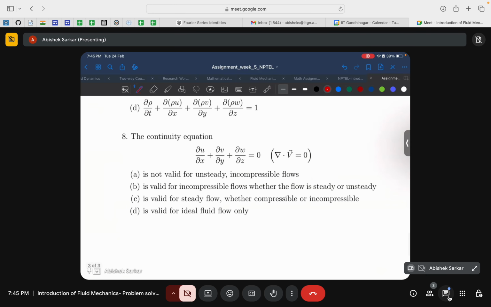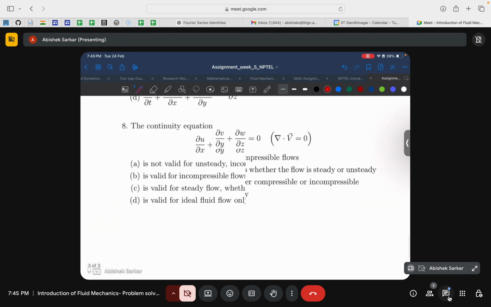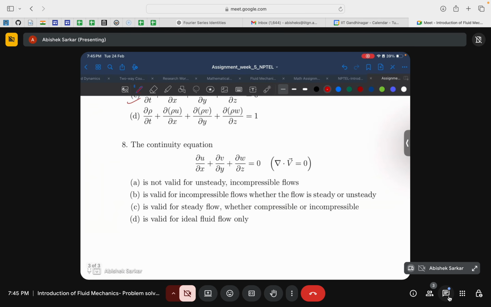So I think the final question for today is this one. The continuity equation given by dou u by dou x plus dou v by dou y plus dou w by dou z is equal to 0, that is del dot v is 0. Which of the options are correct? Is not valid for unsteady and incompressible flows. Valid for incompressible flows whether flow is steady or unsteady. Is valid for steady flow only whether flow is compressible or incompressible. Is valid for ideal fluid only.